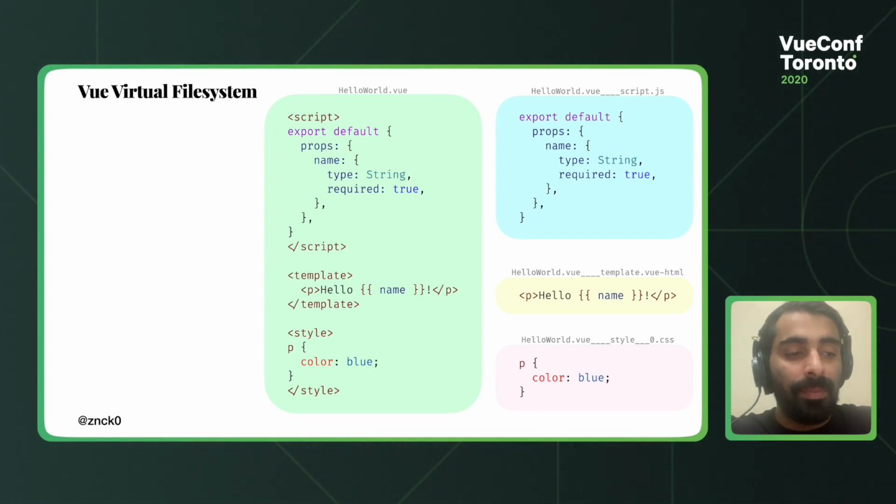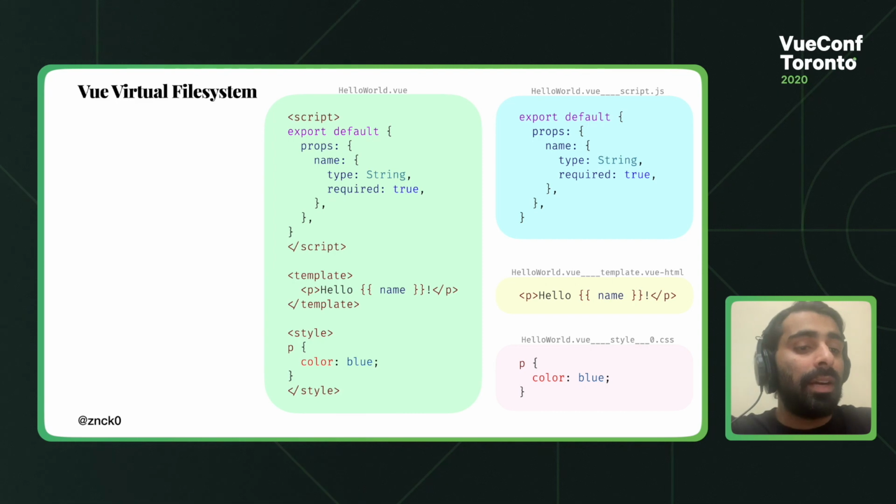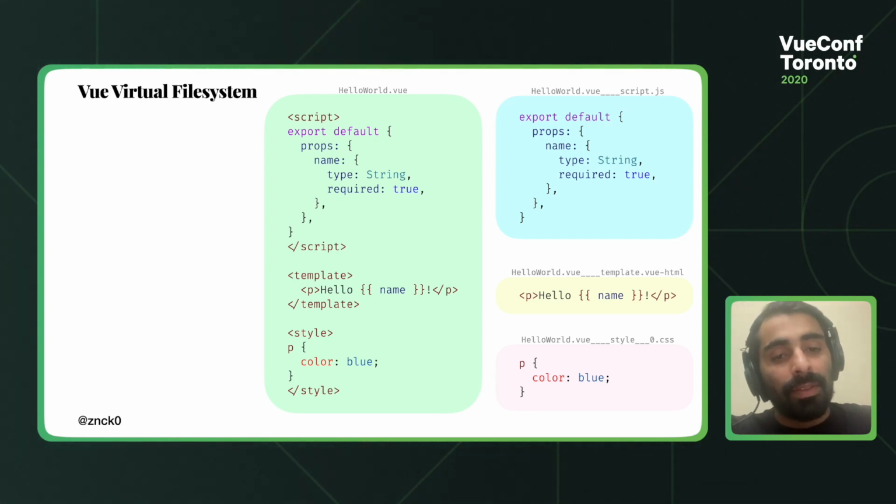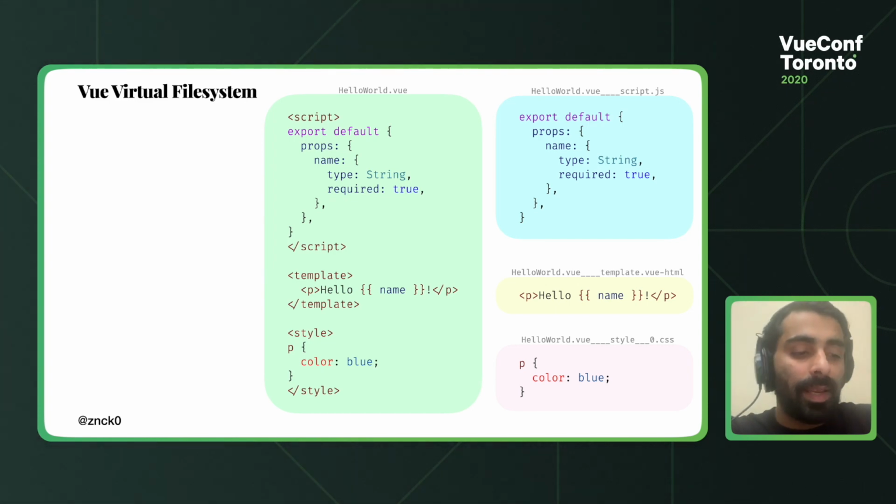The script file becomes, I'm using 4 underscores as a separator, hello.vue____script.js. This file doesn't exist on the file system but lives in memory. Similarly, we have them for template and styles. This single Vue file is now represented by these three files in memory, and we are going to use this when we're building the TS plugin for Vue.